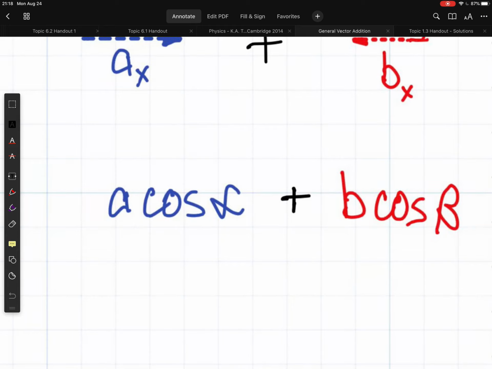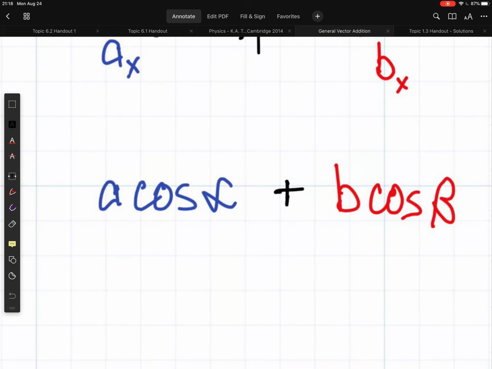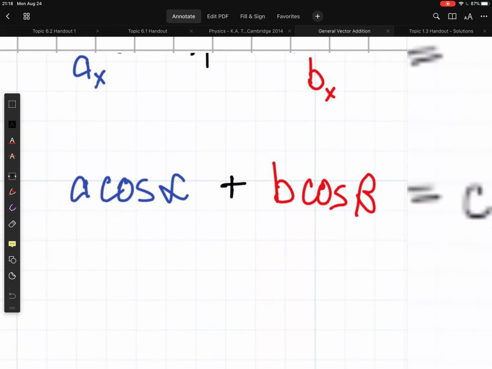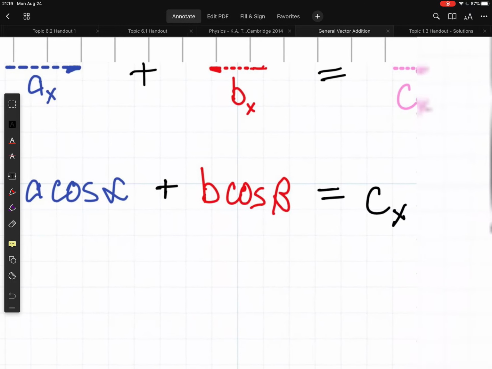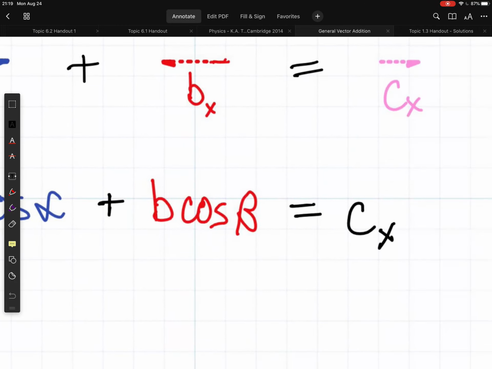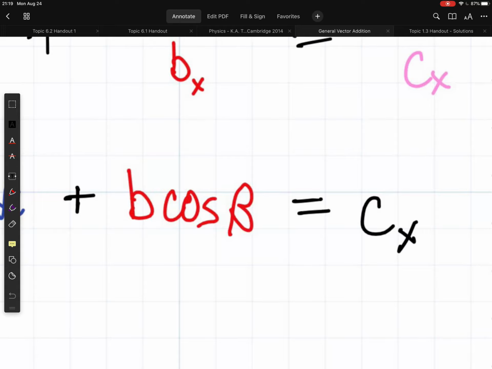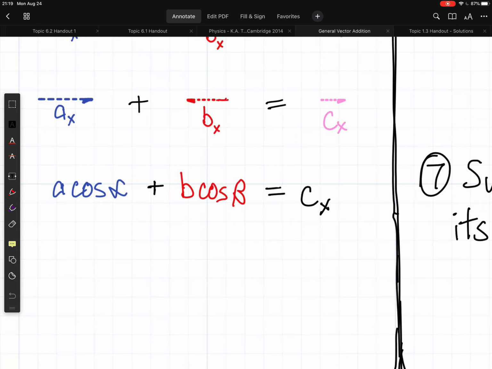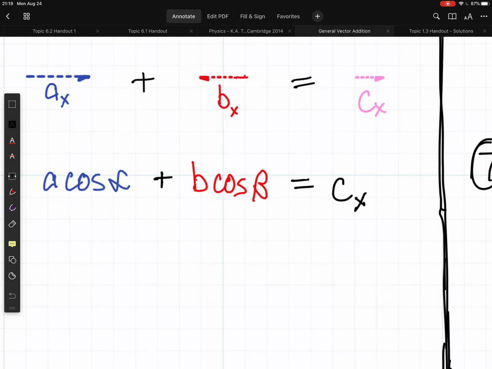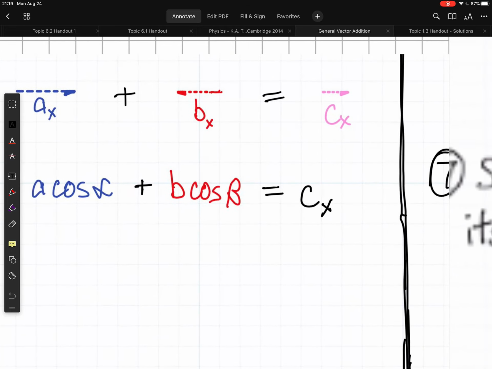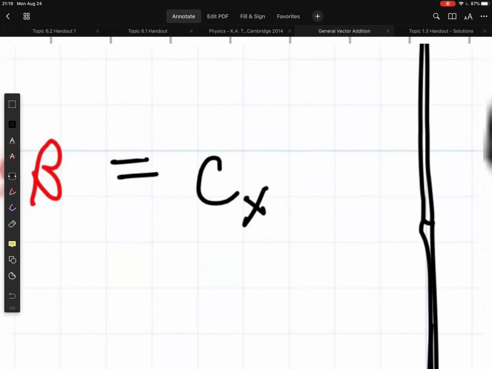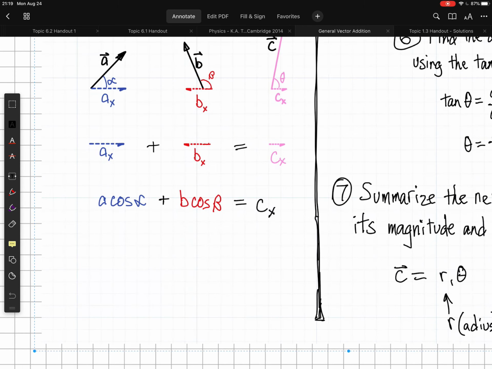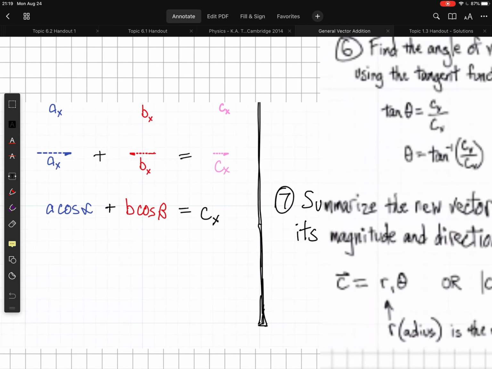The magnitude of the horizontal component of A will be equal to the magnitude of our initial vector A times cosine of alpha. And we add a similar looking value for B, the horizontal component of B. So we have the magnitude of vector B times cosine of the angle beta. This sum then is going to give us the value of the horizontal component of vector C. So there's C sub x. It's all there in the algebra.